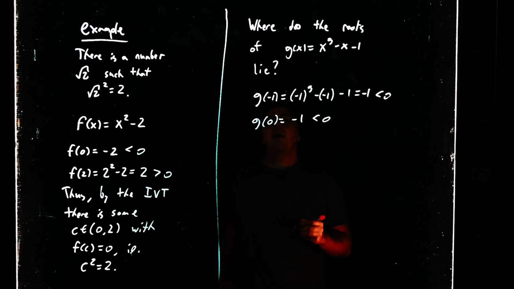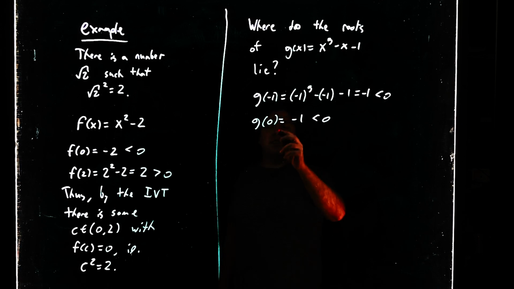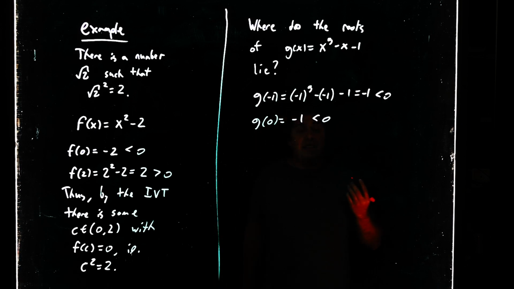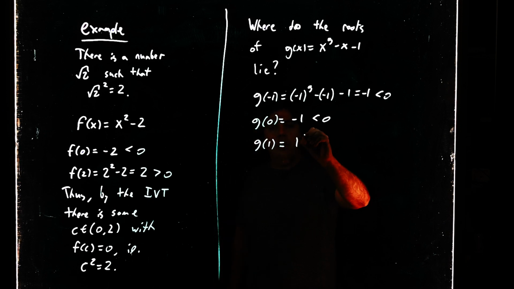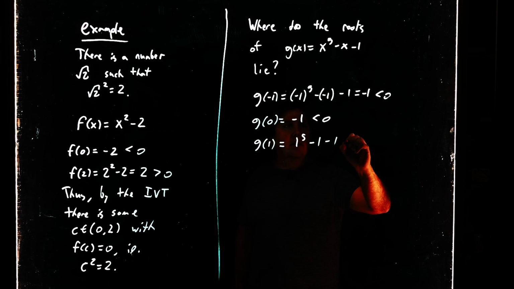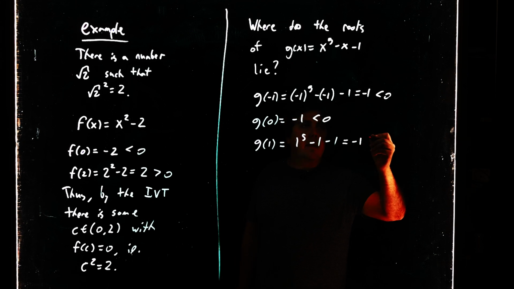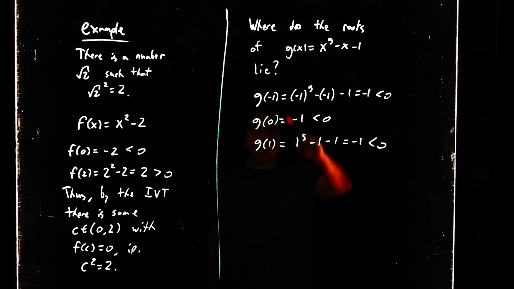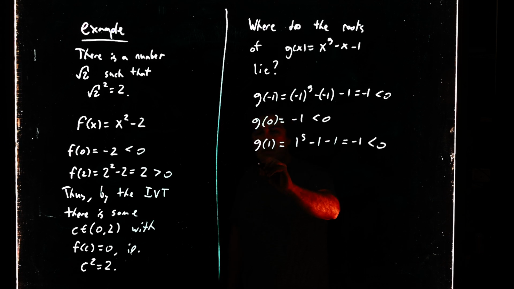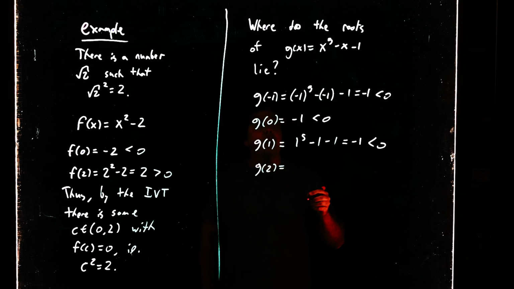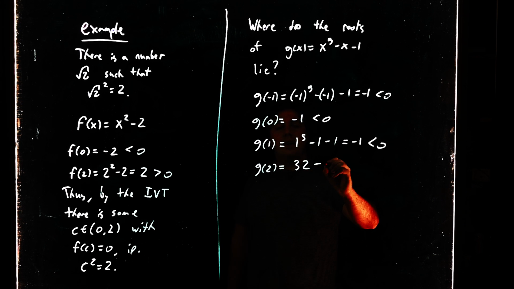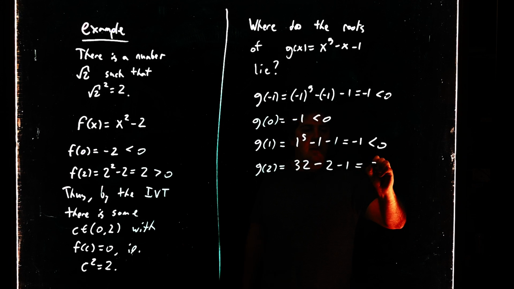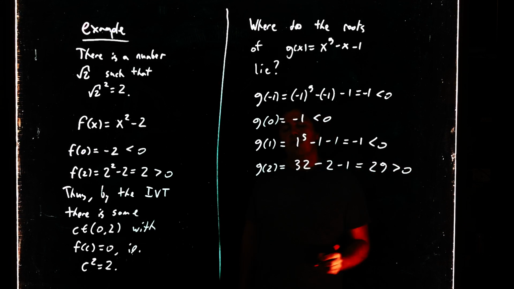So for example, even if there is a root between minus 1 and 0, the IVT doesn't give us for sure that there is one. If we take g of 1, we see that that's, well, what's that? That's 1 to the 5th minus 1 minus 1, which, hey, is again minus 1. So we can't say for sure that there's any root on this range, but if we take g of 2, we get 2 to the 5th, which is 2, 4, 8, 16, 32, minus 2 minus 1. This is going to be 29. So this is greater than 0.